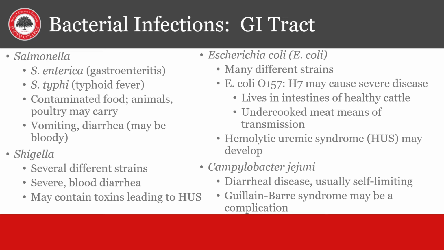Campylobacter jejuni can cause Guillain-Barré syndrome, which is the loss of neural function in the distal appendages. This can lead to complete paralysis in some cases. We'll visit this bacteria again in the GI chapters. Remember again, though, most infections are viruses, and the viral GI infections are far more common.